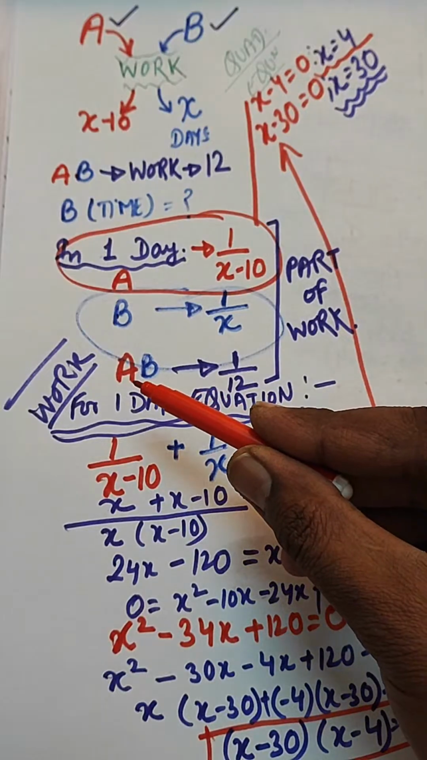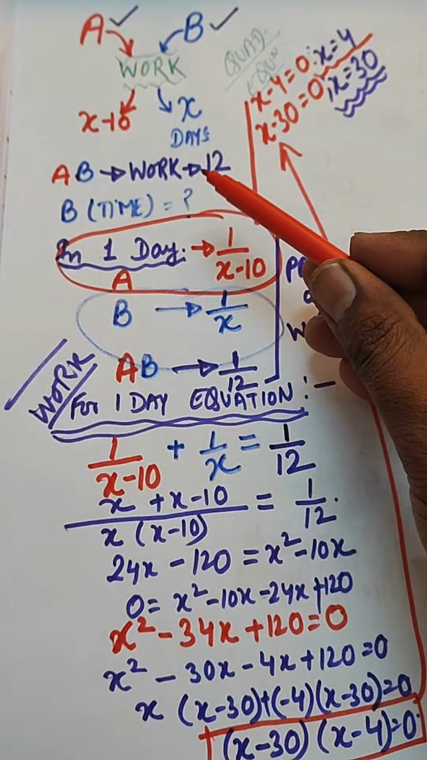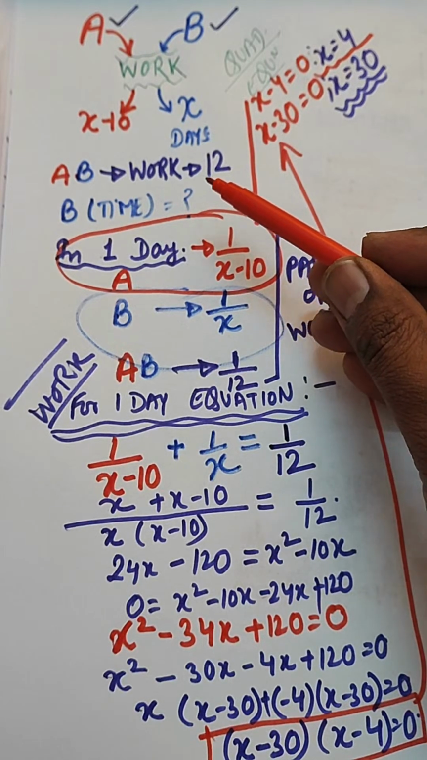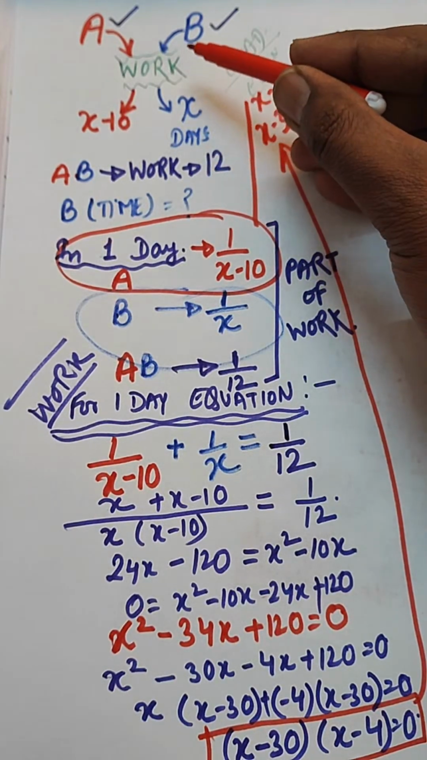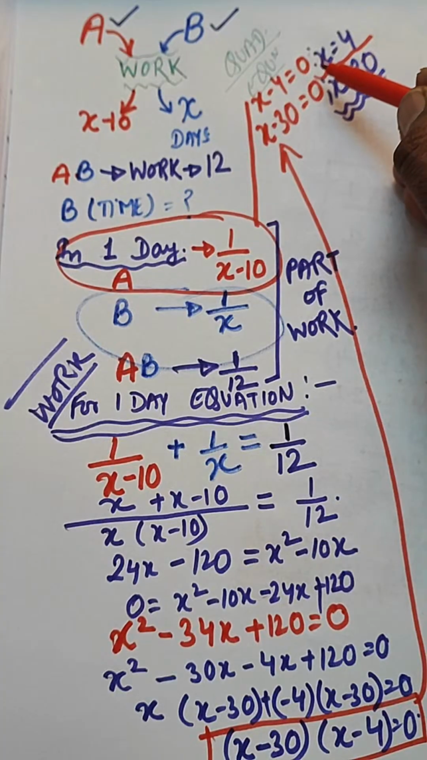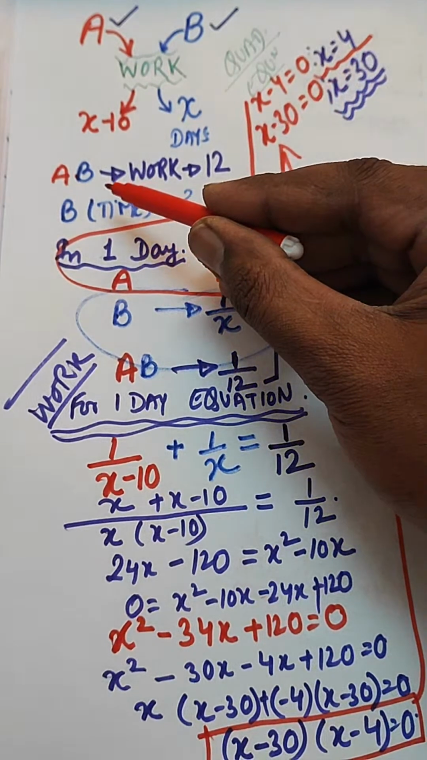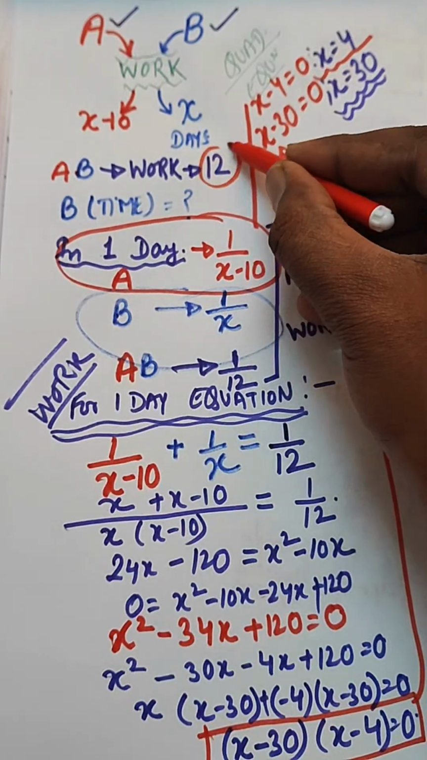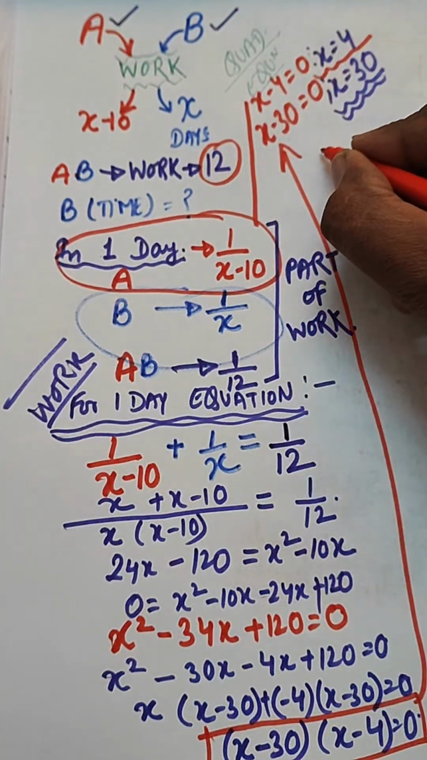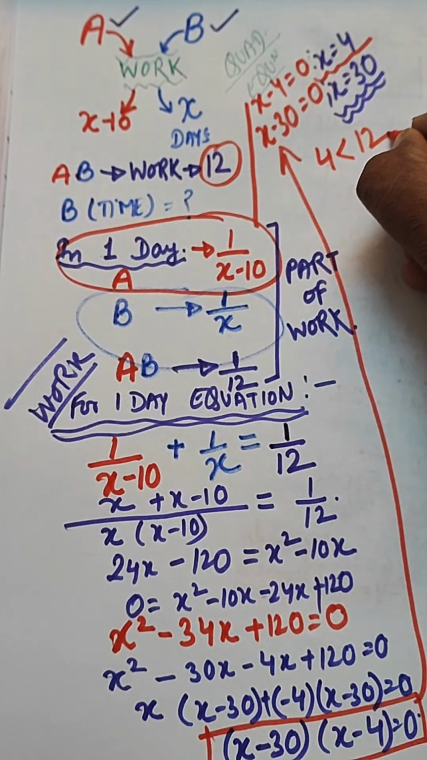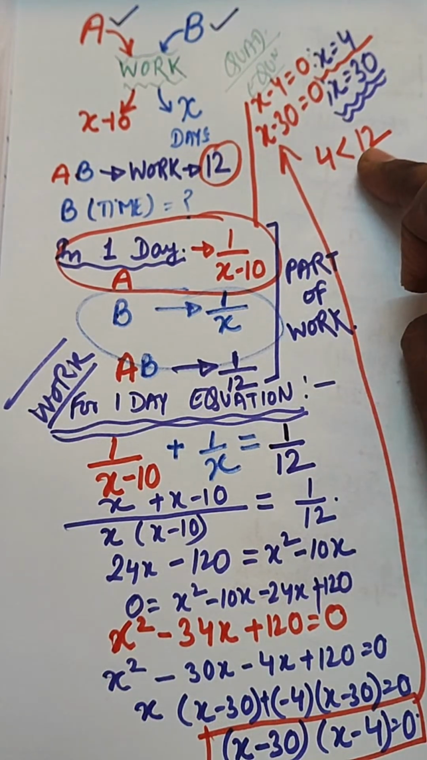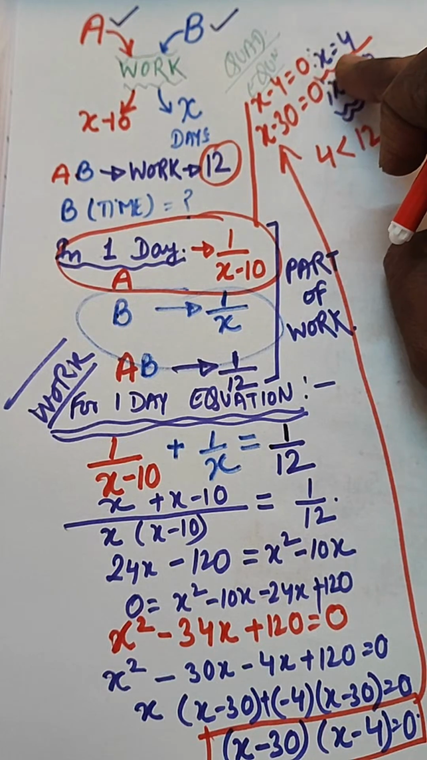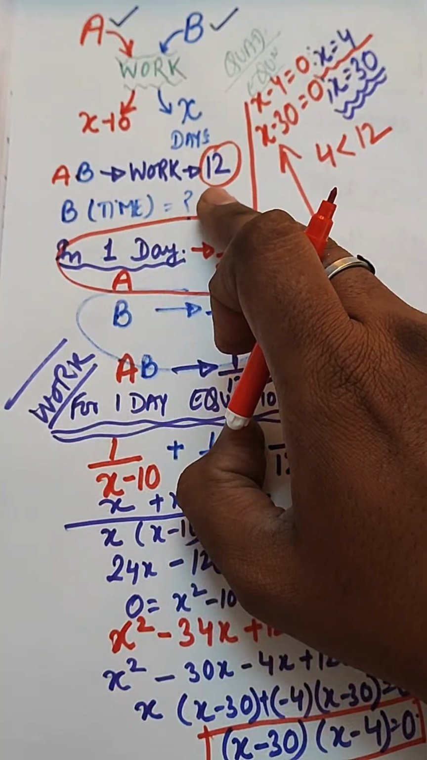Just think that if A and B jointly work together and complete the work in 12 days, then x is the capacity of work done by B, so how can B complete the work in 4 days if they jointly complete the work in 12 days? Just see it here, 4 is less than 12, right? So definitely this is not possible. This is not possible because you are saying that B completes the work in 4 days. No, no, because they are jointly working together and complete the work in 12 days.